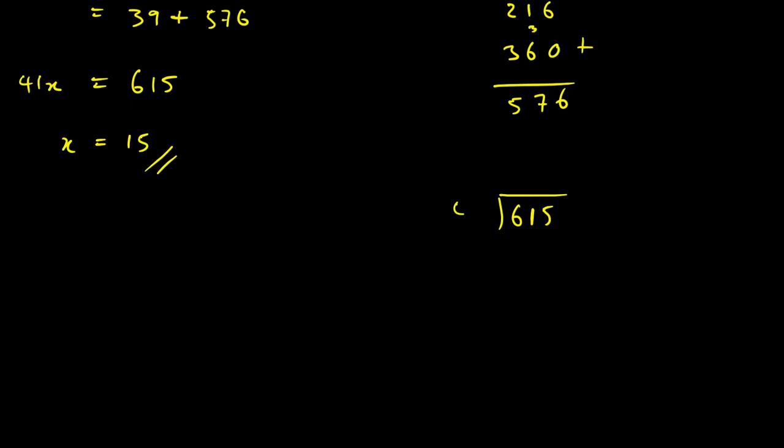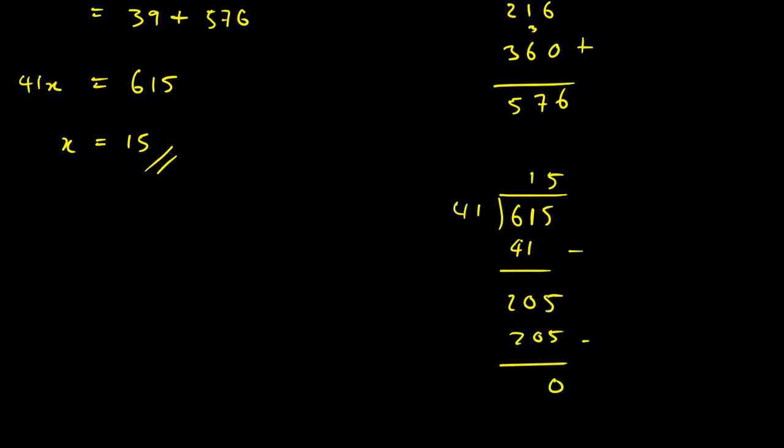615 divided by 41. How many 41s go into 61? 1. Write the 41 there. Subtract off. Hang on, wait. It's been so long since I've done this. So that'd be 205, is it? Okay, and then how many 41s go into 205? That is 5.